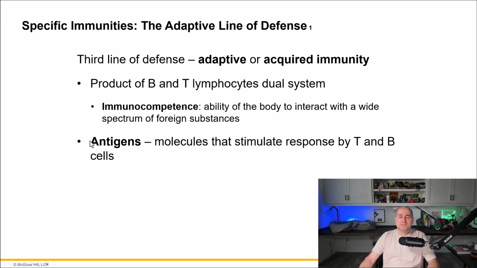An important term to learn for this chapter is antigens. Antigens are any molecule that can stimulate an immune response. And that response in the third line is by the B and the T cells. So think of them as substances that B and T cells can identify and recognize. Foreign antigens are molecules found on germs or anything else that doesn't belong in your body. And self-antigens are your own molecules, your own cells, your own proteins.